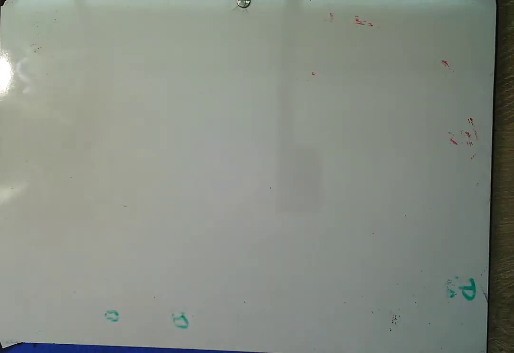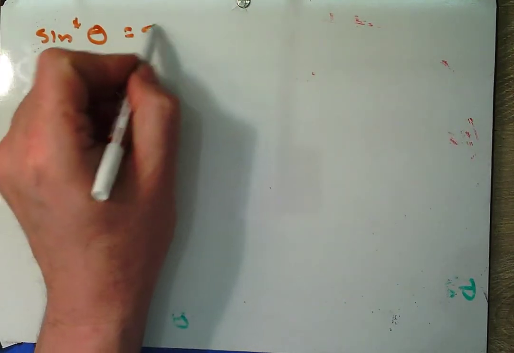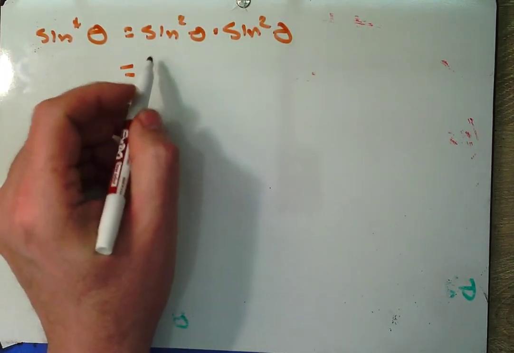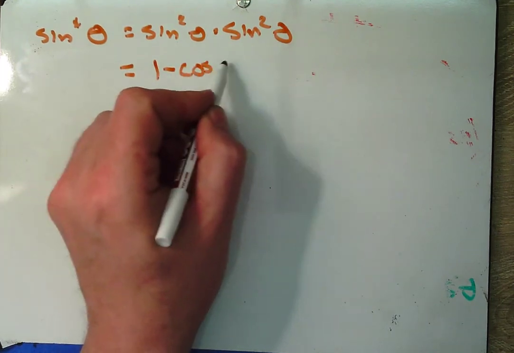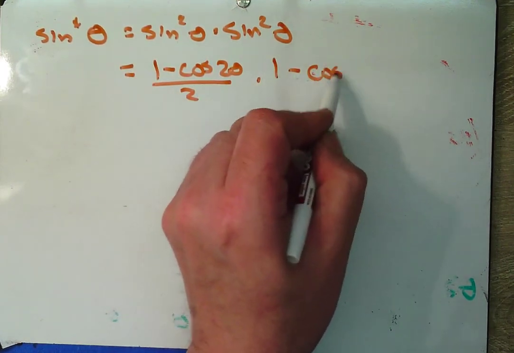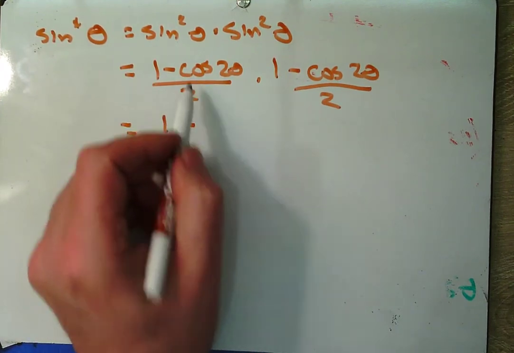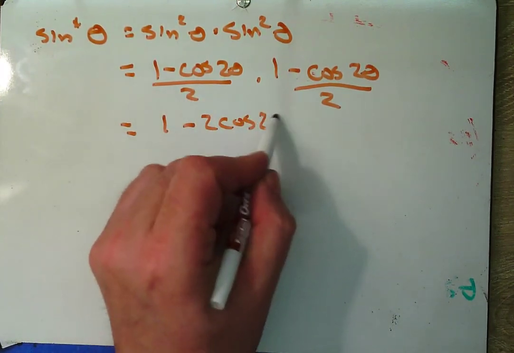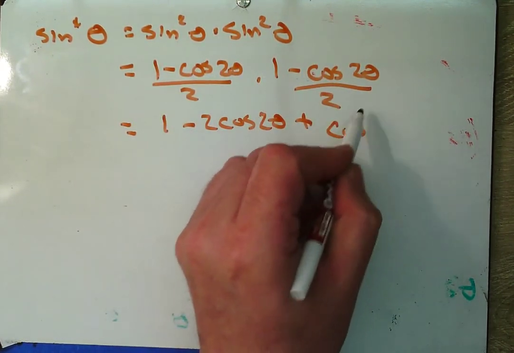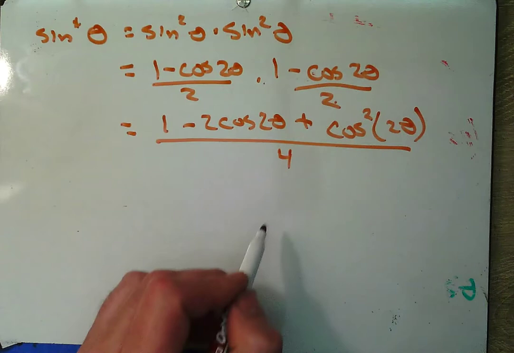How about sine to the 4th theta? Well, that's sine squared times sine squared. And we know sine squared is 1 minus cosine 2 theta over 2. And sine squared is 1 minus cosine 2 theta over 2. And so we'll have 1 minus 2 cosine 2 theta. Minus a minus is plus. Cosine times cosine is cosine squared 2 theta, all over 2 times 2, or 4.